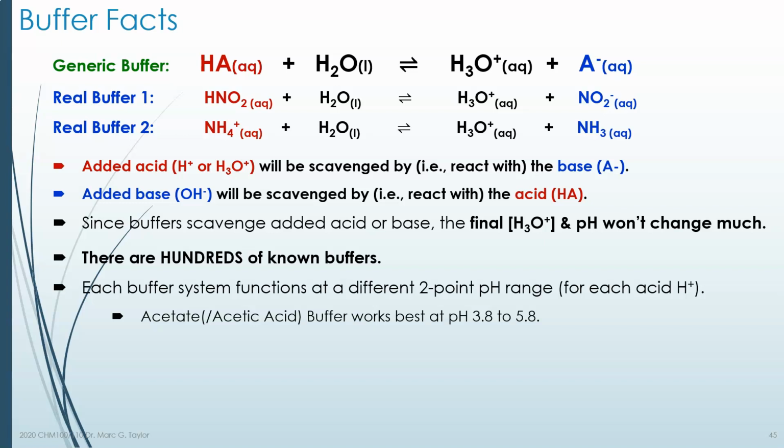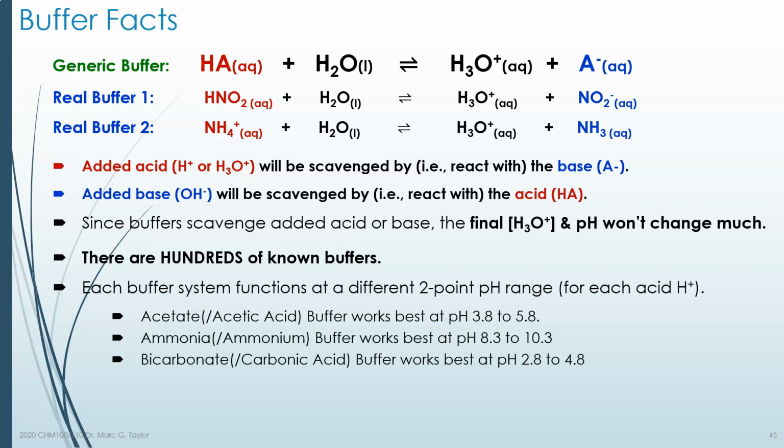For instance, acetate buffer, which is acetate, that's the base, and acetic acid, that's your weak acid, works best between pH 3.8 and 5.8. Notice the 2-point range. Ammonia buffer, made from ammonia and ammonium, works best between pH 8.3 and 10.3. So again, a 2-point range. Bicarbonate buffer, which is bicarbonate and its conjugate acid, carbonic acid, works best between pH 2.8 and 4.8.